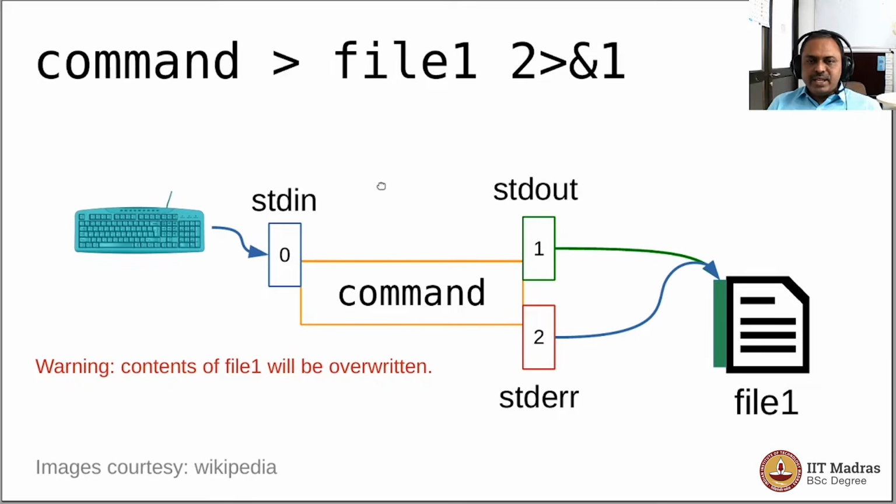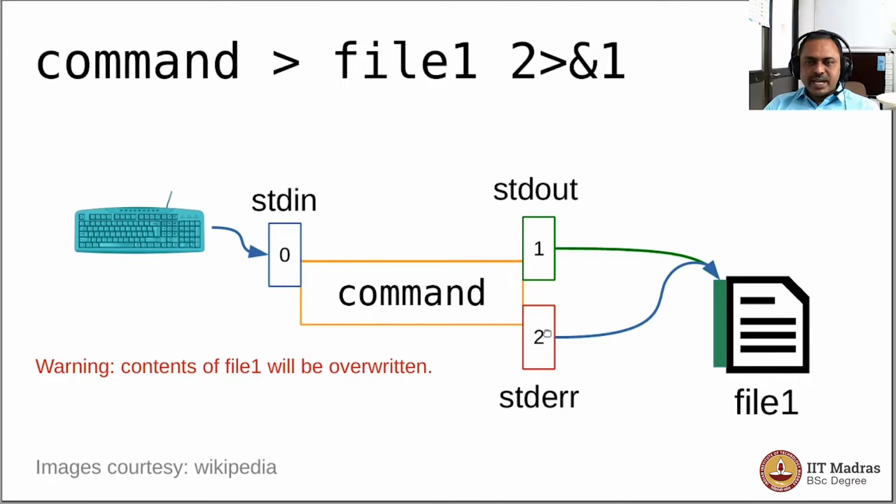Here is a very interesting combination of the operators. So here you can see that the greater than operator is telling that the output from the command is being redirected to the file, and the 2 greater than ampersand 1 is indicating the standard error, and that is being redirected to the first stream, which is standard out. So what is happening is that the standard out also is going to the same file.